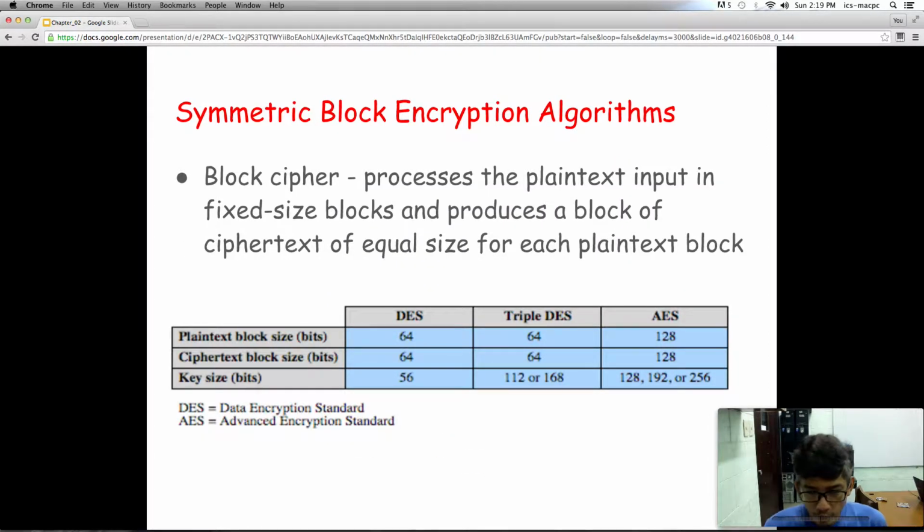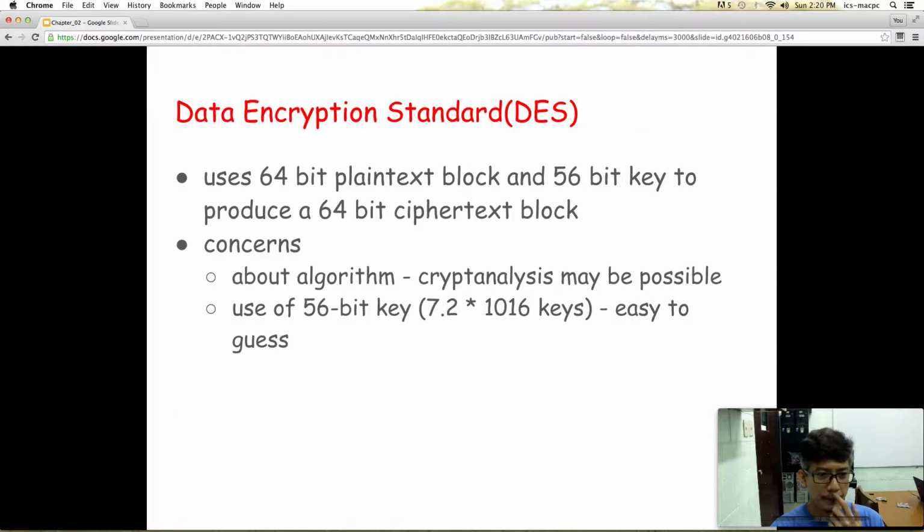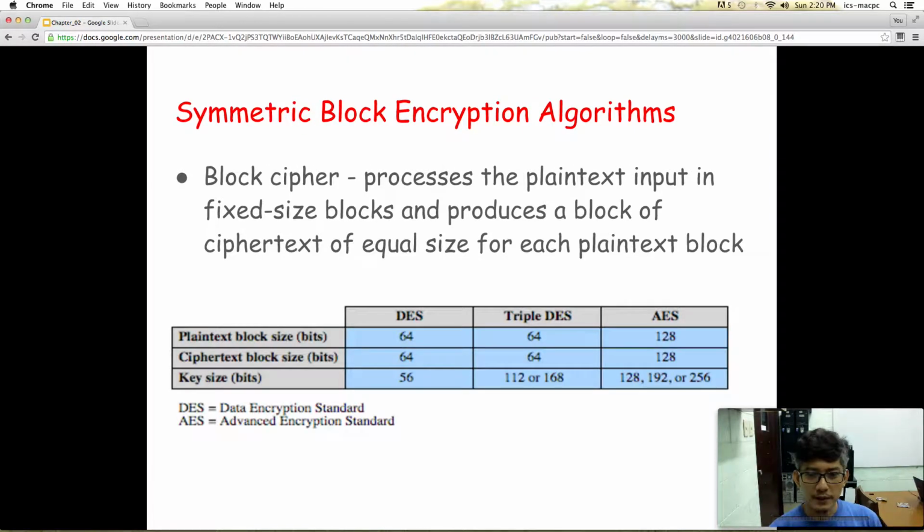There are two types of symmetric encryption algorithms. You have the block cipher and we have the stream cipher. The block cipher processes the plain text input in fixed size blocks, and it produces a block of ciphertext of equal size to each plain text block.